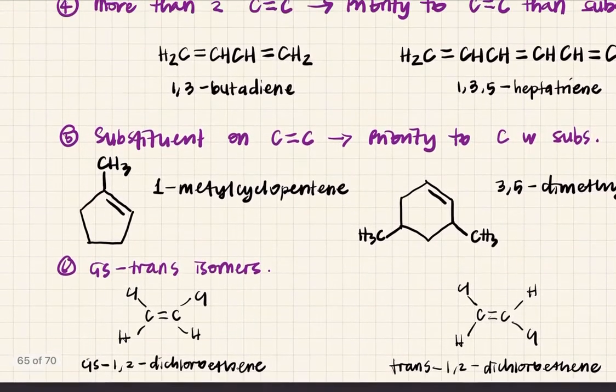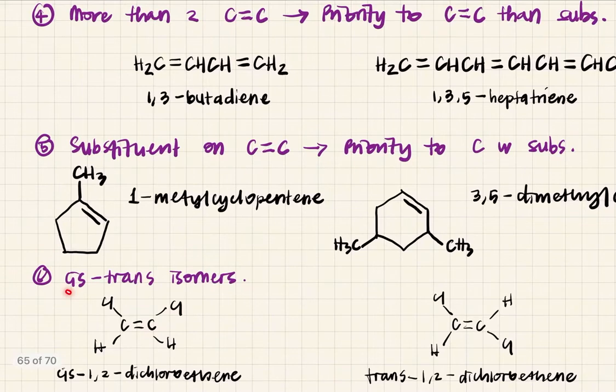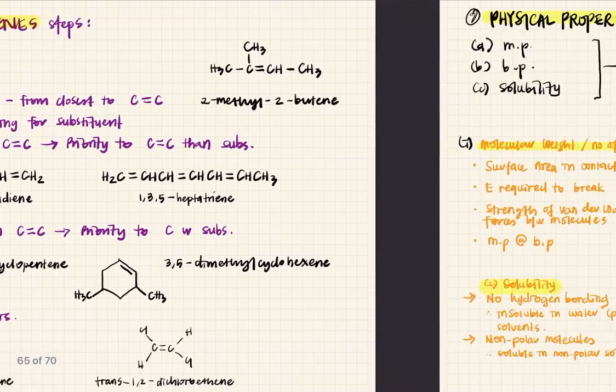Alright, so you also have cis-trans isomers, which you learned before, okay, in chapter 4. So cis, basically because your substituent, your chlorine here, is on the same side, so you're just going to name it as cis-1,2-dichloroethene. Okay, so trans is when your chlorines are on opposite sides. Okay, so that is naming.